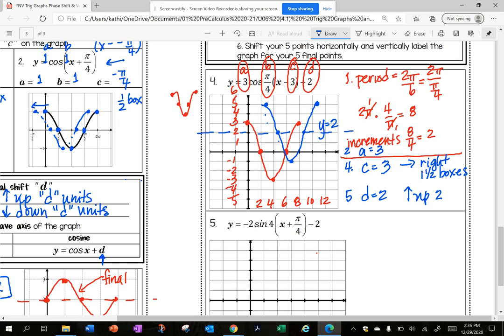Here are my points. This is my final graph, so it's not a mystery which graph I'm looking at. I have my x-axis labeled and my y-axis labeled, so it's very clear what my graph represents. All right, let's try another one.